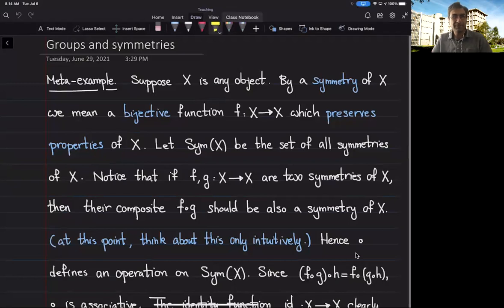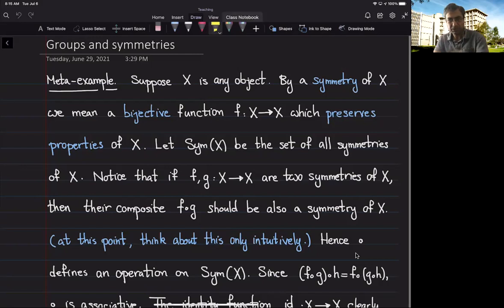Hello. In the previous video, we defined what a group is. We've seen some basic examples that come from numbers, and we also described some of the basic properties of group operations. In this lecture, we want to study the symmetric side of groups, which is the main motivation of defining groups. So here is a meta example of groups.